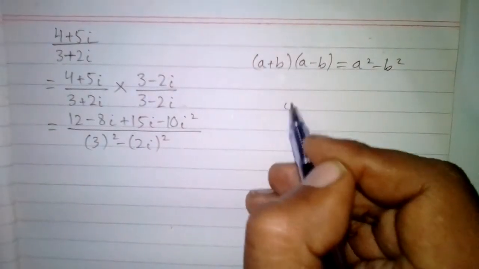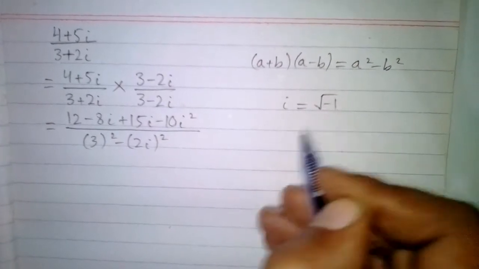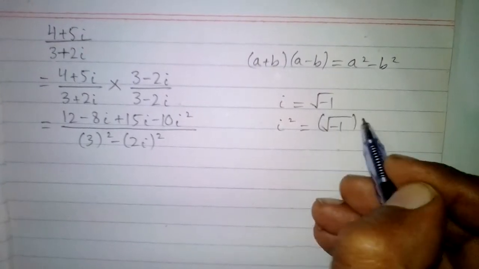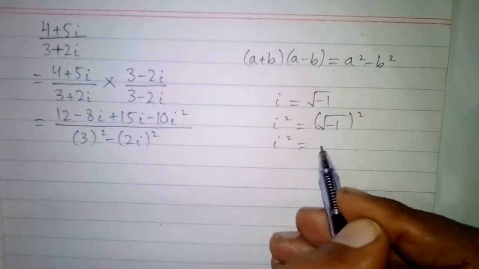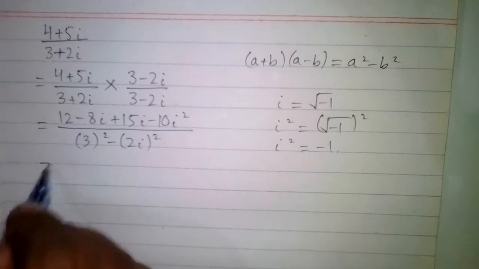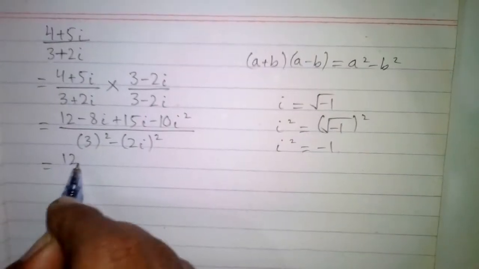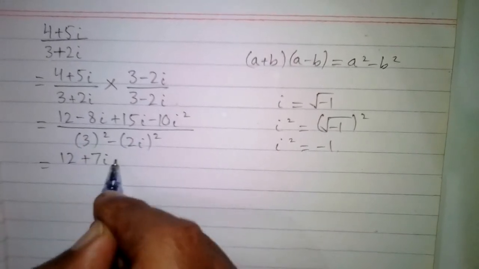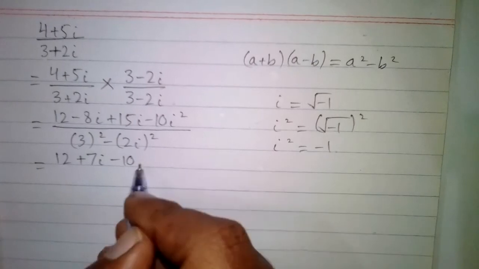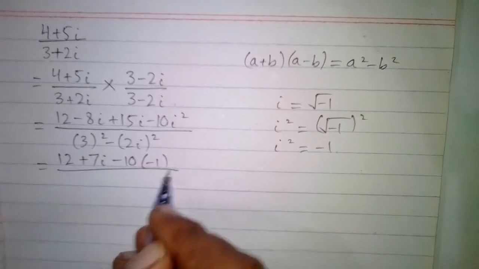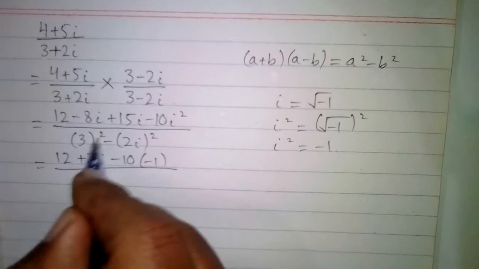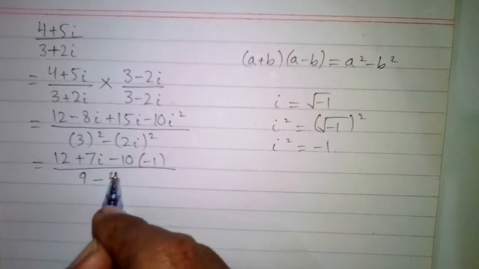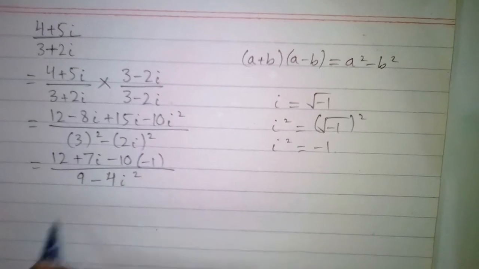Now we know that iota is the square root of minus 1, so iota square is the square of the root of minus 1, so iota square is minus 1. Now we have 12 minus 8 iota plus 15 iota is plus 7 iota, then minus 10 iota square, and in the denominator we have 3 square, which is 9, minus 2 square, which is 4, and iota square.